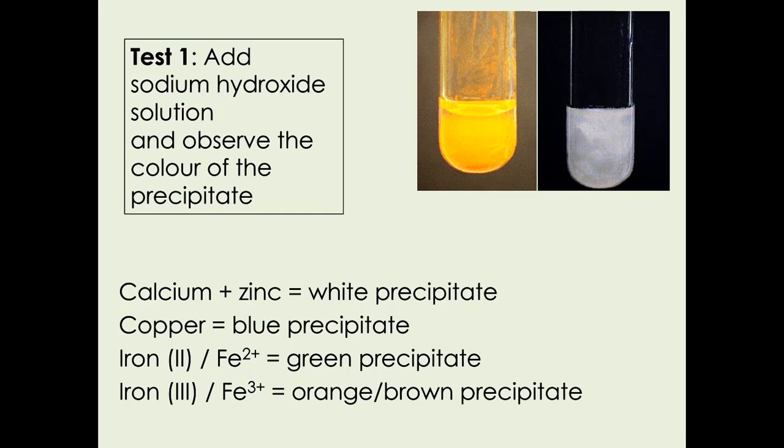Now, iron: you've probably not met these Roman numerals in brackets before. The first one is iron 2, so the two capital I's in a bracket is the Roman numeral for 2, and that means it's an iron 2 plus ion, Fe2+, and that will give you a green precipitate. Iron 3 plus we represent with the bracket and the three I's, and if we add sodium hydroxide to that, we get an orangey brown precipitate, which is a kind of rusty colour.